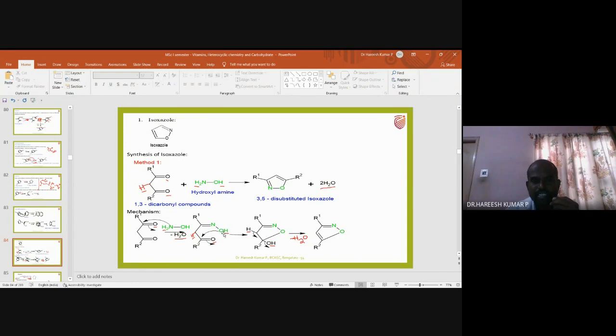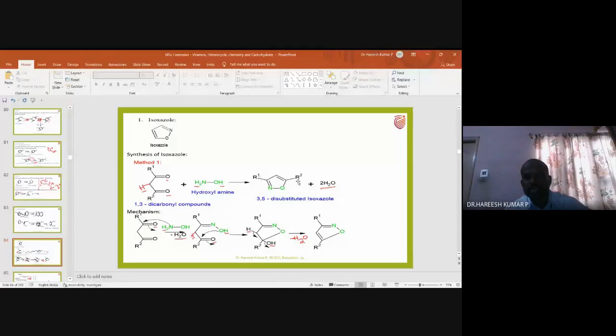Then what will happen? The lone pair present on this oxygen will form a bond with this carbon. Then this double bond is converted into OH. Then this bond pair is coming over here. This OH is going out along with this proton. So the bond pair is forming a new bond, and the proton is going along with OH as water, and this will be the product. What is the name of this product? Isoxazole is the name of the product.